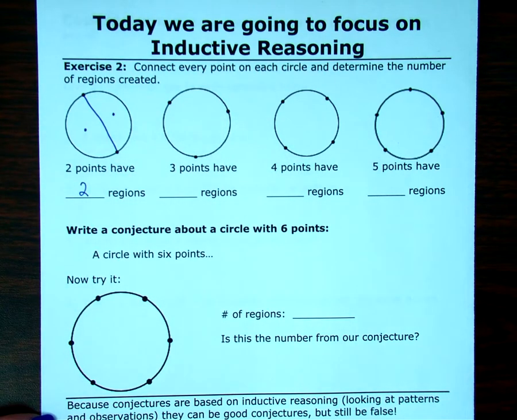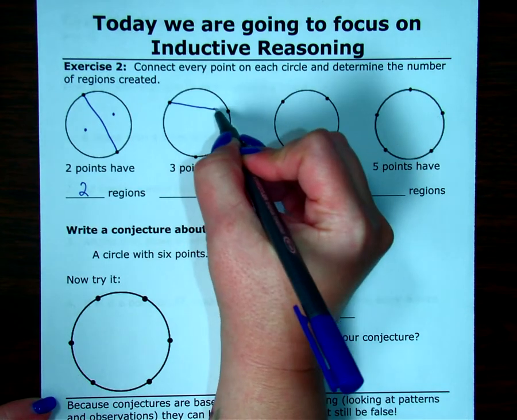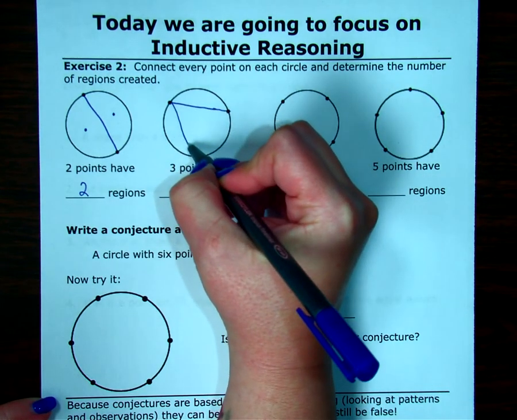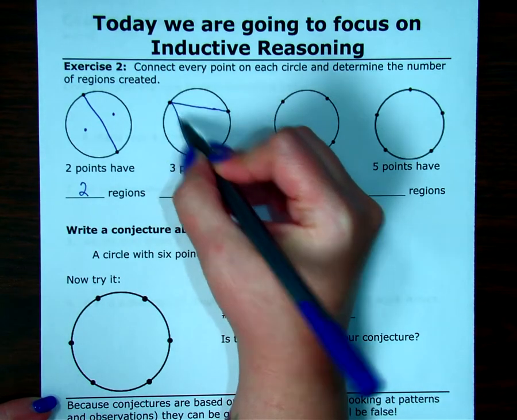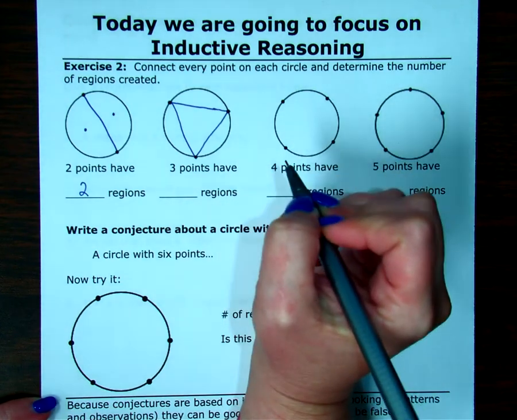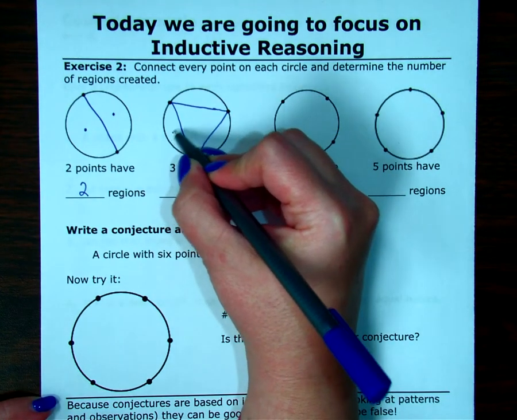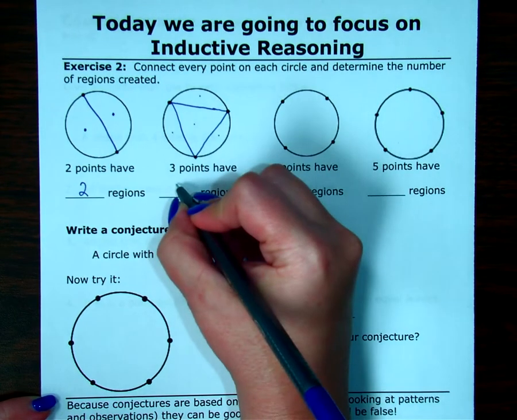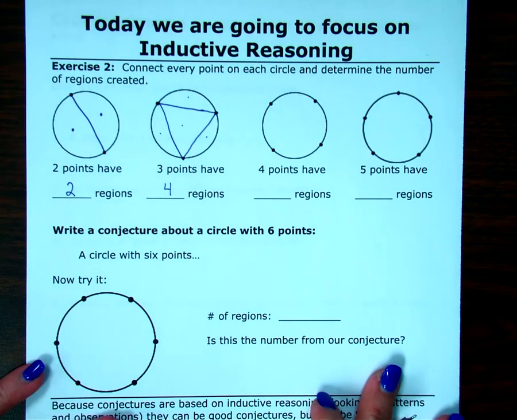Okay? When I have 3 points, if I connect this one here and here, this point can be connected there, it already is, and it can be connected here, and then this point can connect to each one. So let's see, I can't draw any more segments in there. How many regions did I make? 1, 2, 3, and 4 sections or 4 regions. Okay? Let's look at the next one.